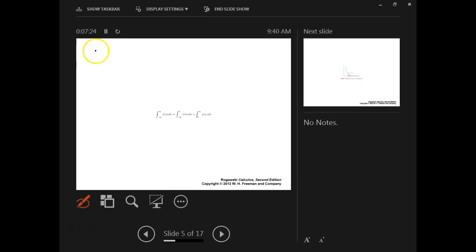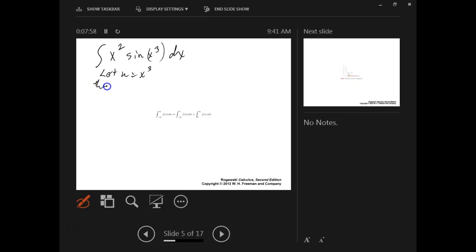Here's one. The integral of x squared sine x cubed dx. How would you do that? Ah, very good. Let u equal x cubed.